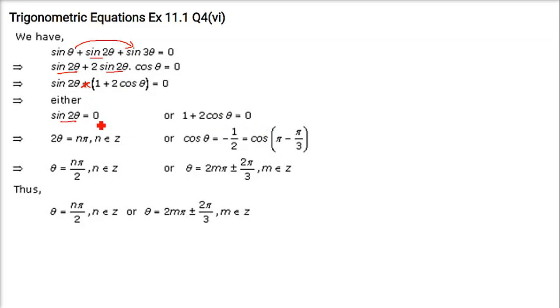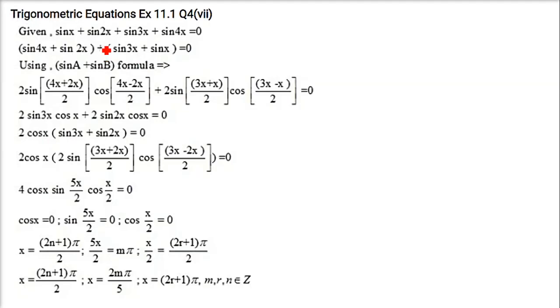Sine 2 theta equal to 0 means 2 theta is n pi. Okay, 2 theta is n pi, and 1 plus 2 cos theta equal to 0, that is cos theta is minus half. Take 1 here, that is minus 1, and divide by 2. So 2 theta equal to n pi means theta will be equal to n pi by 2, and for half we can write cos pi by 3, and in order to make it minus we are writing cos of pi minus pi by 3. So now theta becomes 2m pi plus minus 2 pi by 3, because pi minus pi by 3 is nothing but 2 pi by 3. Here we used n, here we have used m.